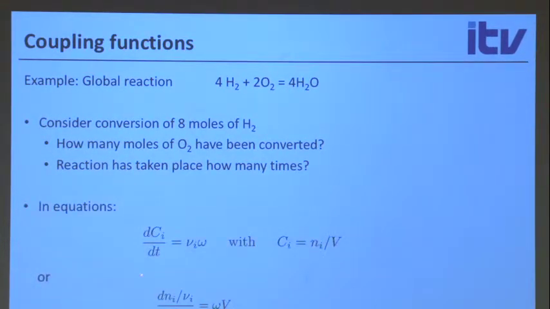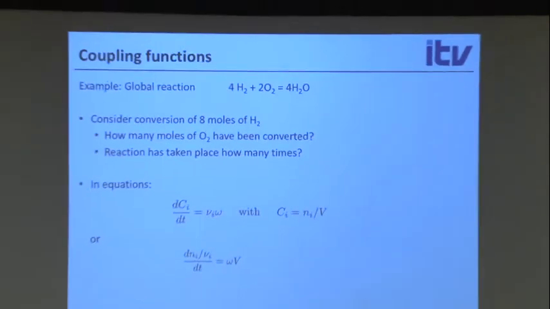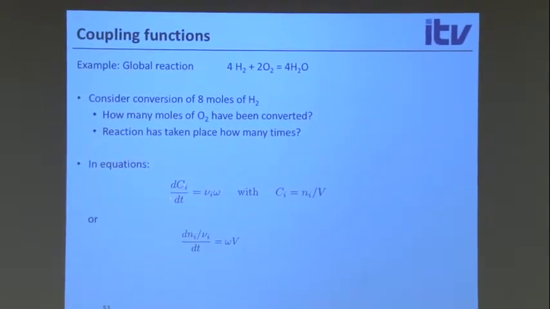I just divide the number I want to convert by the stoichiometric fraction. I can also do this in the equation. dci dt is the stoichiometric coefficient times the reaction rate. For the global reaction, there's only one reaction rate here.